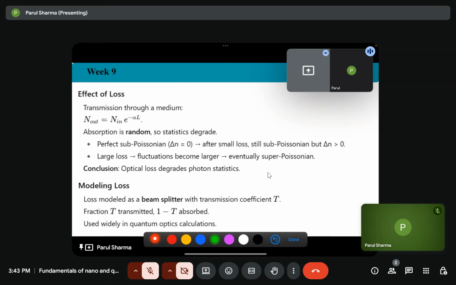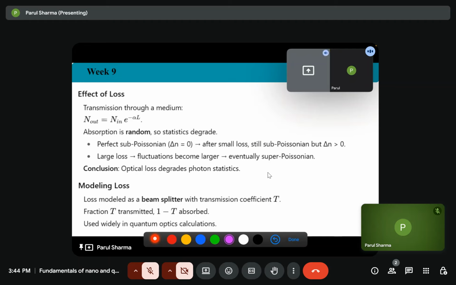So now, what happens when we... So now, what is the degradation of the status of photon? So here we study that.